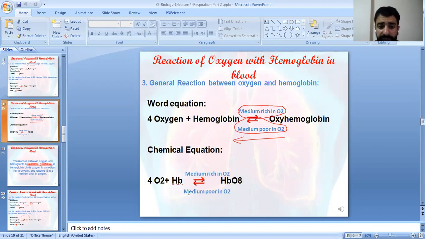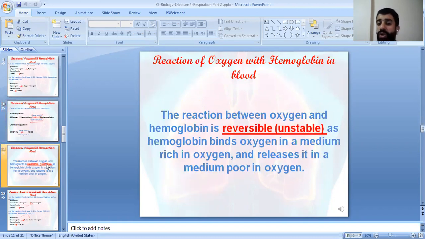As you see here, this reaction occurs in both directions. So what do we call this reaction? It's called reversible, meaning that it's unstable. It can occur in both directions. If the medium is rich in oxygen, it will move toward the oxyhemoglobin. If the medium is poor in oxygen, it moves toward the dissociation of oxyhemoglobin into oxygen and hemoglobin. So hemoglobin binds oxygen in the medium that's rich in oxygen and releases it in the medium that's poor in oxygen.